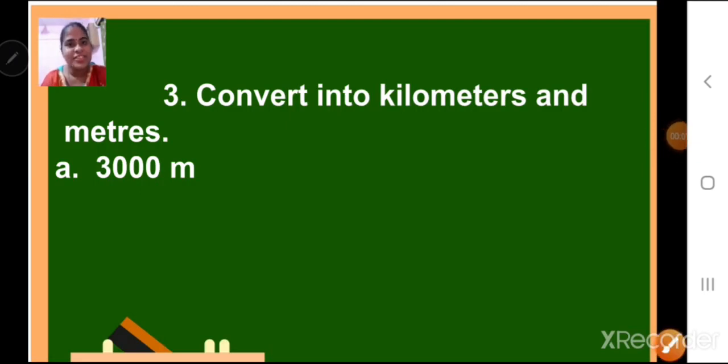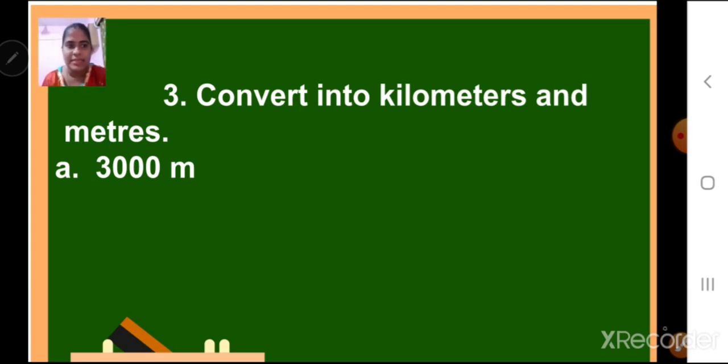Children, next question is question number 3. Convert into kilometers and meters. Okay. Now the question is given in meters. We have to convert it into kilometers and meters. So let us see first question, which is 3000 meters. Now children, whenever we are converting from smaller unit to bigger unit, that time we have to divide by 1000. Okay, it is divided by 1000.